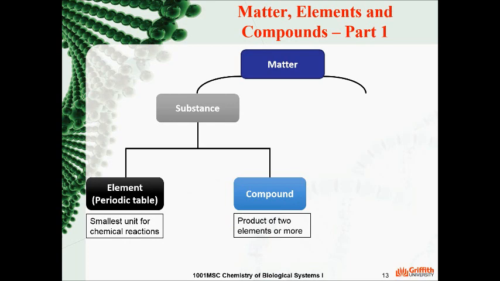When two elements bind together, they form what we call a compound. For example, water is a compound that consists of the elements hydrogen and oxygen. Sodium chloride, or table salt, consists of the elements sodium and chlorine.